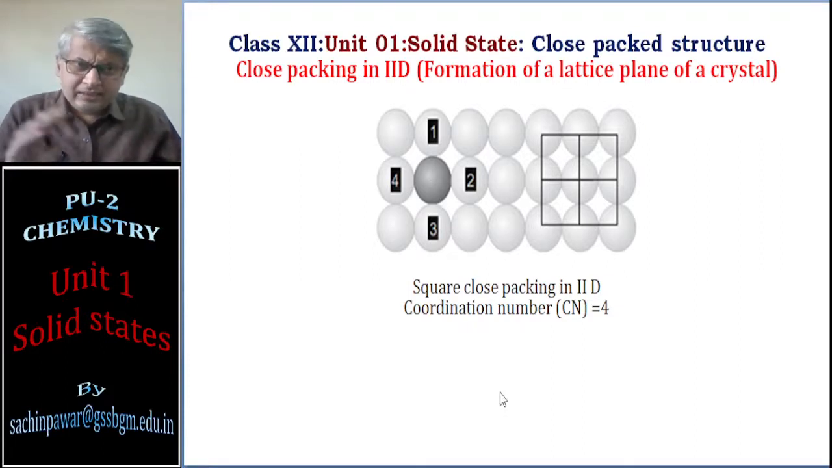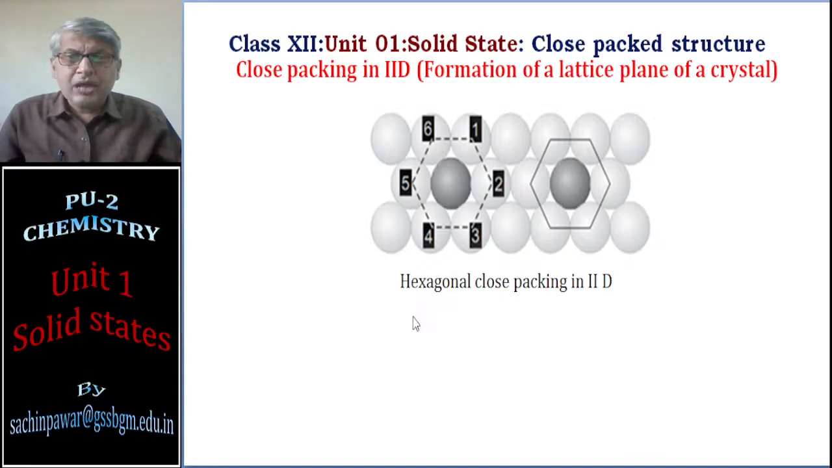If I take hexagonal close packing in 2 dimension, that is in the lattice plane, then you see each particle is in contact with 1, 2, 3, 4, 5 and 6 particles. And if I join the centers of those neighboring particles by imaginary lines, then you will get a hexagon. That's why it is called hexagonal close packing in 2 dimension.